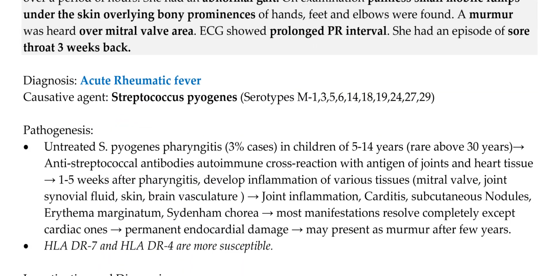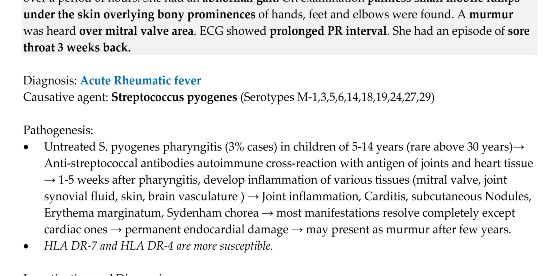So usually untreated streptococcal pharyngitis, that is sore throat, in 3% cases, not all cases, only 3% cases, in usually children of 5 to 14 years, because it is rare after 30 years. So even more than 15 years, it is less common. So usually children of 5 to 14 years in 3% of untreated cases, yeah, this is usually seen.